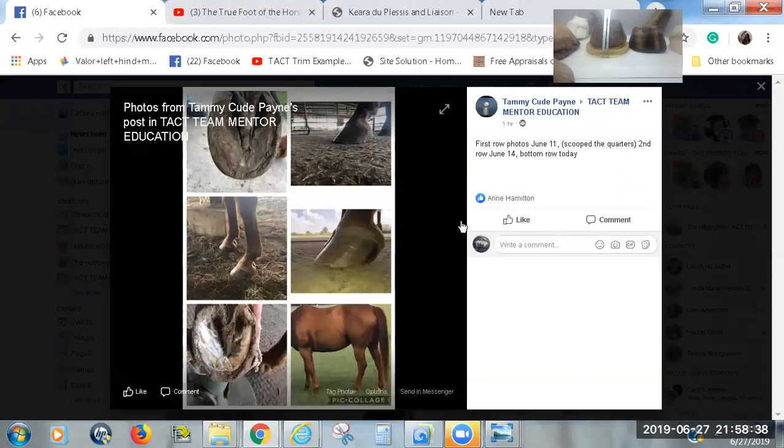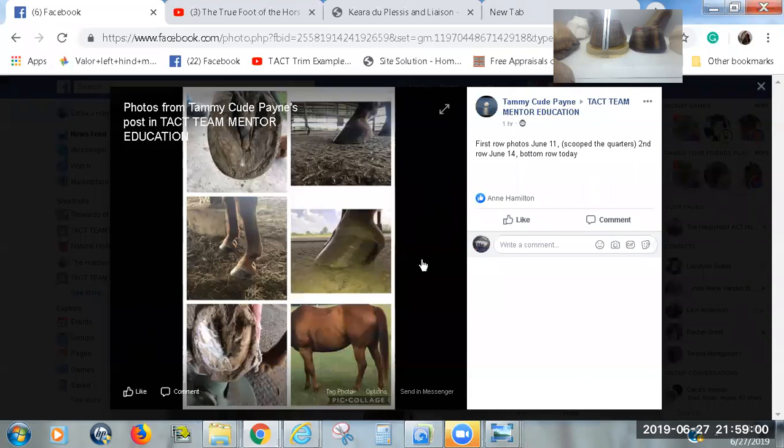So, you know, Lacey Lynn was talking about the scoops, and so I thought, well, my foot was kind of, I just went ahead and scooped it. And then I think that was maybe June 14th on the second row.